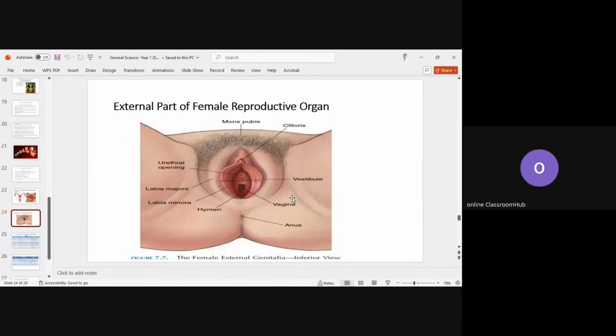So this is the external part of the female reproductive organ, where we have what we call the clitoris, the mons pubis, and the urethral opening. This is where the urine comes from, the urethral opening. Please mute your mic when you are not speaking.